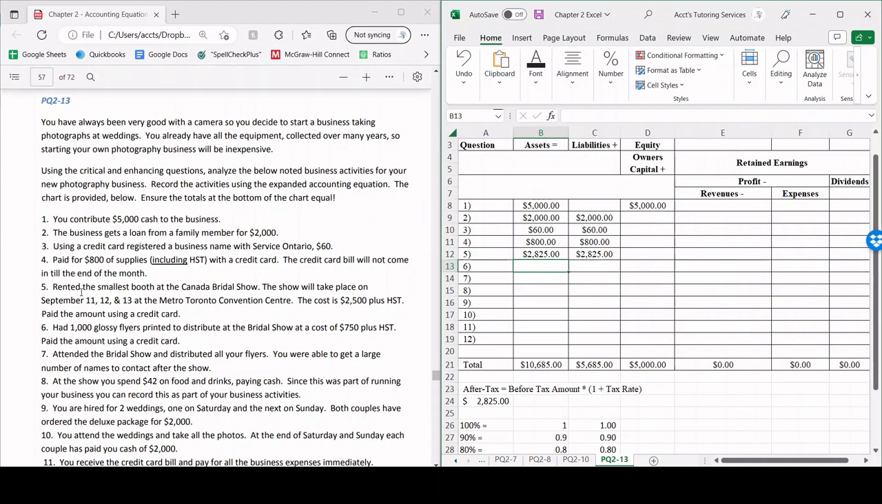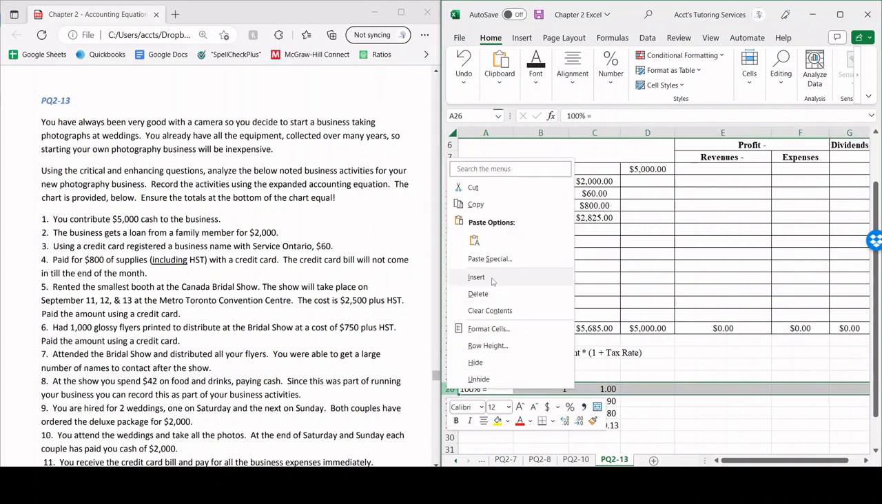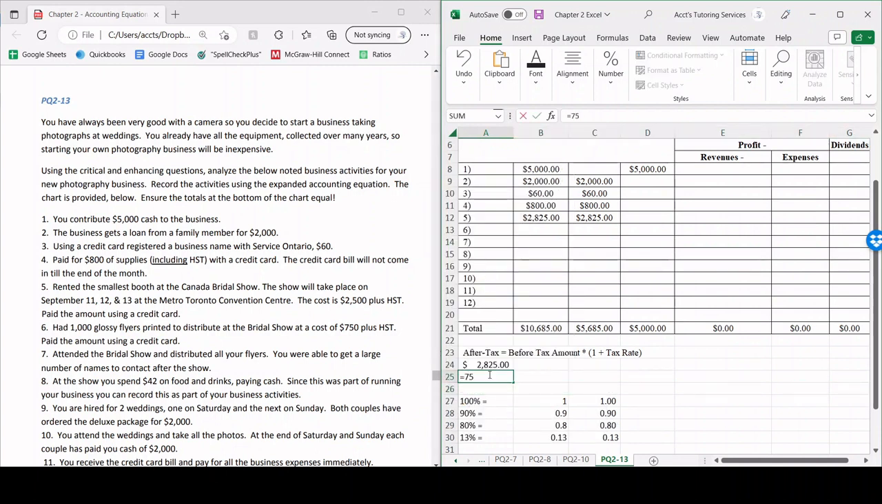Number 6, had 1,000 glossy flyers printed to distribute at the bridal show at a cost of $750 plus HST. So same situation. Let's do a quick calculation. So 750 times 1 plus 0.13. So it's 847.5. And with this, we also paid with our credit card. So once again, our liability goes up. And it's the same situation as the booth. We haven't handed out the flyers yet. So it can't be an expense. So these flyers are going to provide us with a future benefit. So that's going to be an asset.